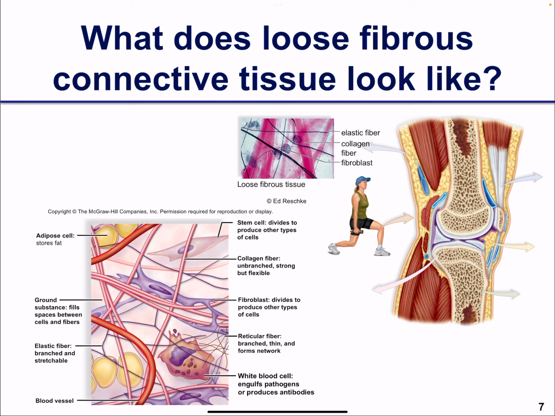Now, the loose connective tissue, what do they look like? Well, here you have a micrograph of loose connective tissue. You're going to have here the collagen fibers, and here elastic fibers. And you can see that elastic fibers are thin, collagen fibers are thick, right?